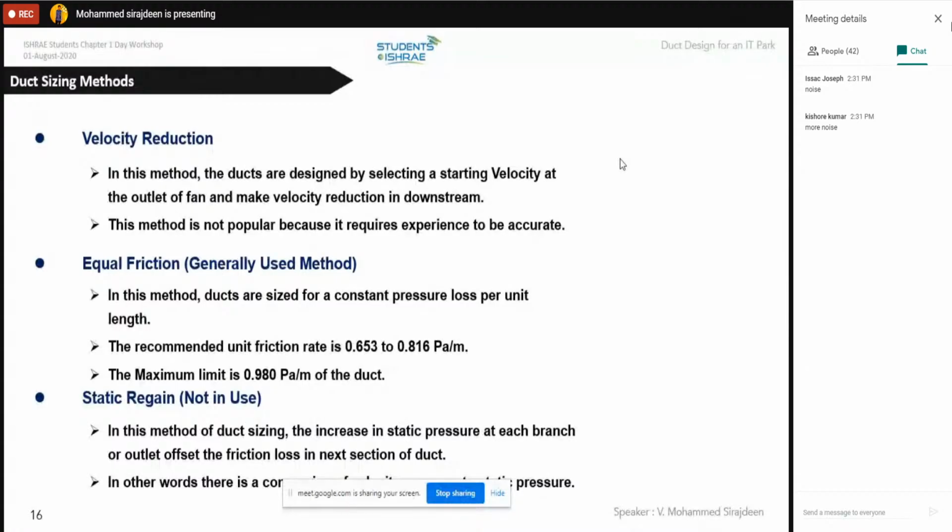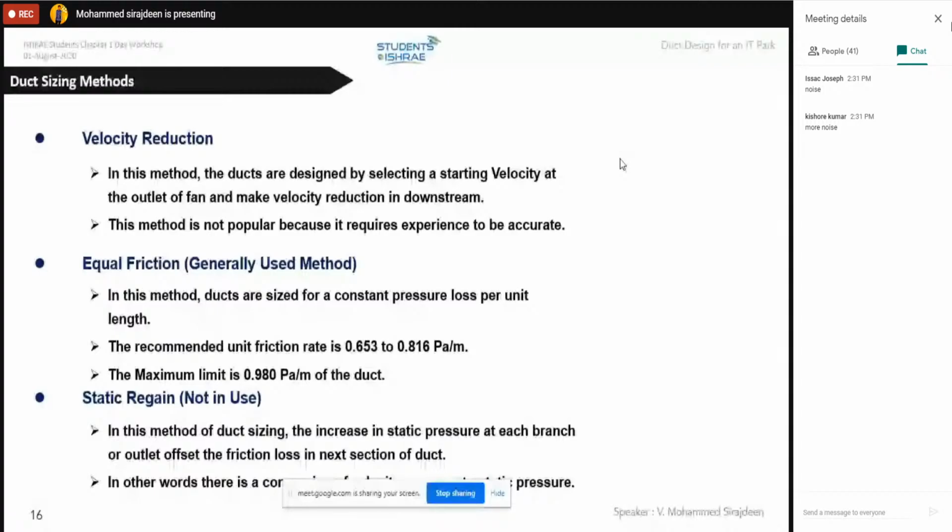In static regain, we have to maintain velocity pressure at every point. If you are considering 250 pascal at the starting point of the duct, assume there is a main duct with 5 branches on the right side and 5 branches on the left side. At the tail end of the right side, the fifth room, you also have to maintain 250 pascal. If you maintain the same pressure from head to tail end, the duct size will be smaller compared with the equal friction method.